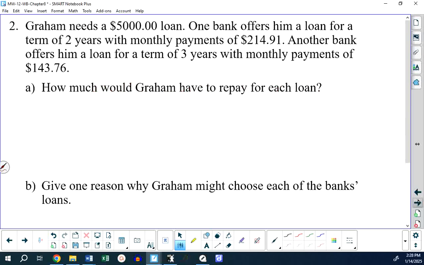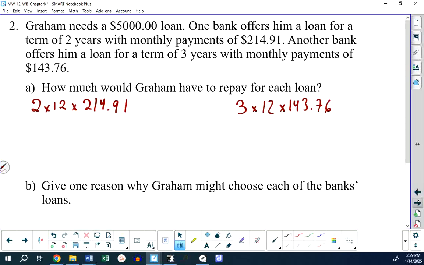All right, I'm not going to go through number 2. Number 2 says that Graham needs a $5,000 loan. One bank is offering him, I'll go through it briefly, but we won't do all of the calculations here because we did this yesterday. 2 years times 12 months multiplied by 214.91. This would be how much he would pay. The other bank is 3 years times 12 months per year times 143.76.